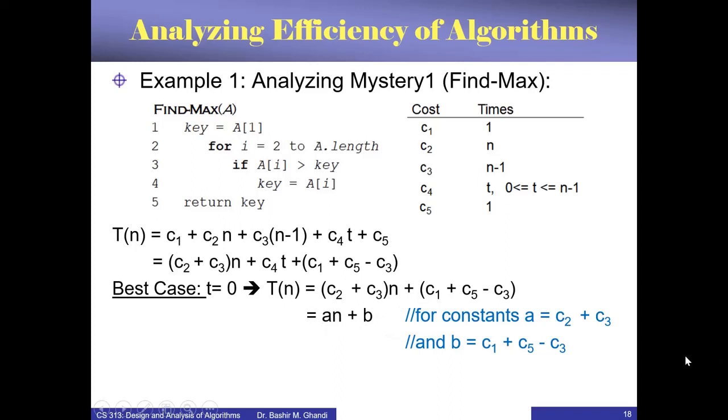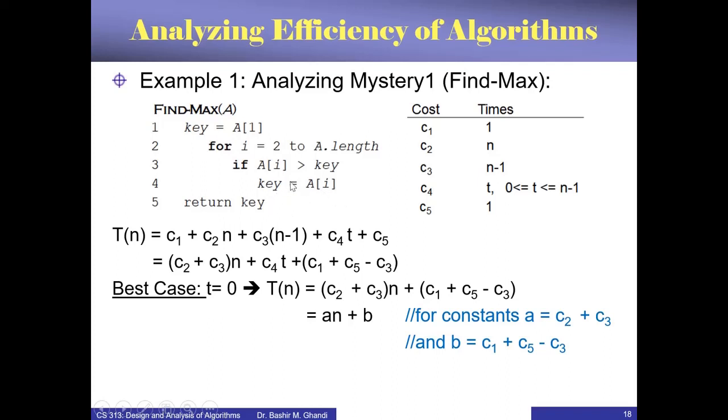What about the worst scenario? The worst scenario is if the elements in the array are in increasing order, so that each time in this loop, the next element you're going to encounter is going to be bigger than your previous maximum. So you have to enter the loop to actually update the maximum.